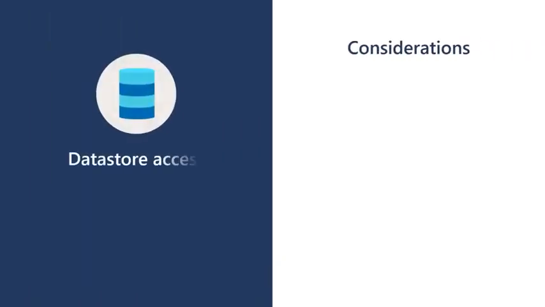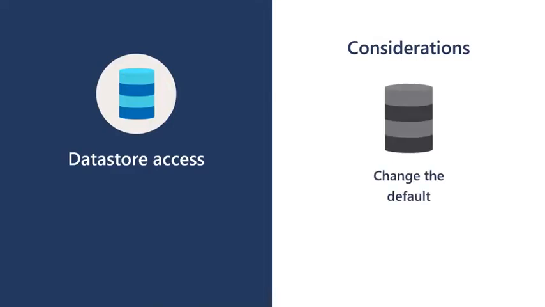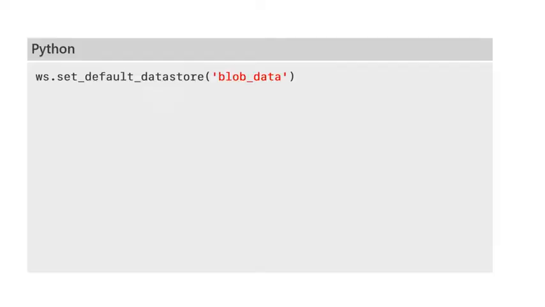You can access any data store by name, but you may want to consider changing the default data store, which is initially the built-in workspaceblobstore data store. To change the default data store, use the set_default_datastore method.